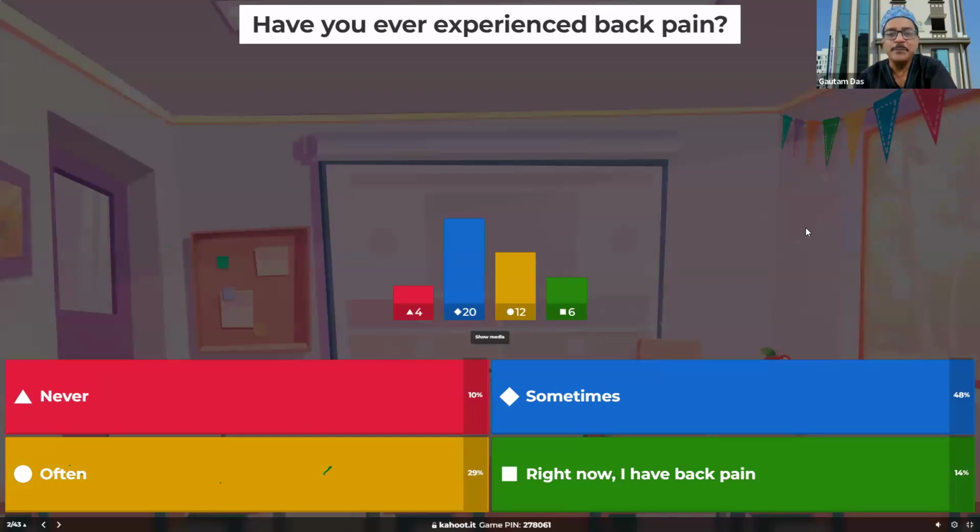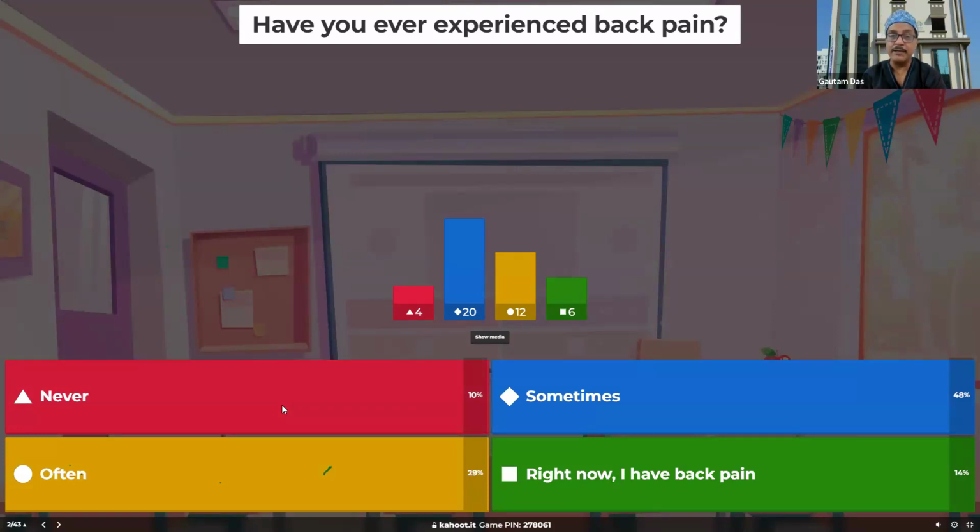Okay, so you see how many have responded? So 42 people responded and only 4 never had any back pain. So you understand, the lifetime prevalence is what? Lifetime prevalence is more than 80%. That means everybody, at some part of their life, suffers from back pain. So it is so common.